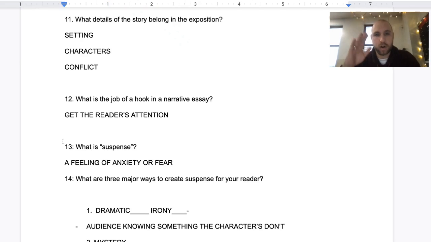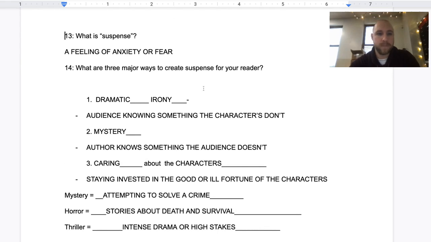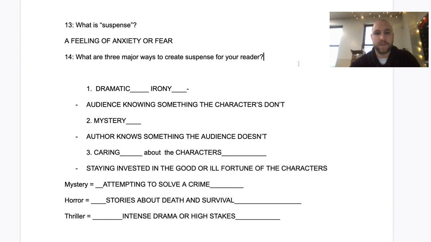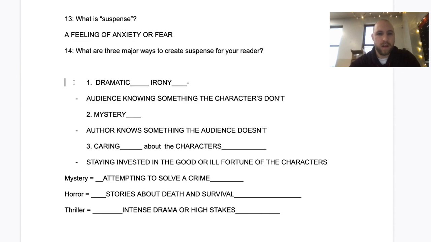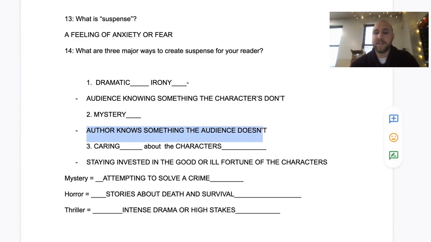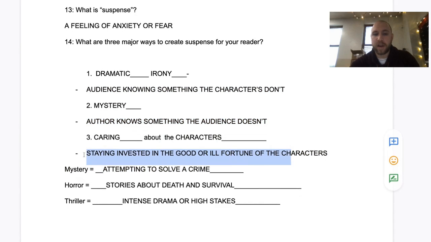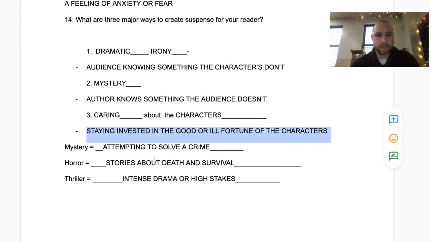What is suspense? This whole section from here onwards, you should already have written down in your notes. Okay. So this is all a repeat. Suspense is a feeling of anxiety or fear. We want to create suspense in our stories for your 8th grade assignment. There are 3 major ways you can work on creating suspense. First, having the audience know something that the characters don't. That's a form of dramatic irony. Second, you, the author, can hide something from the audience, such as in a mystery. And finally, we want to care about the characters. We want to stay invested in the good or ill fortune of those characters.